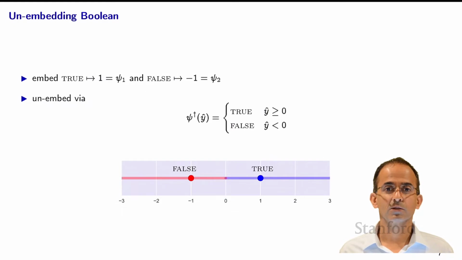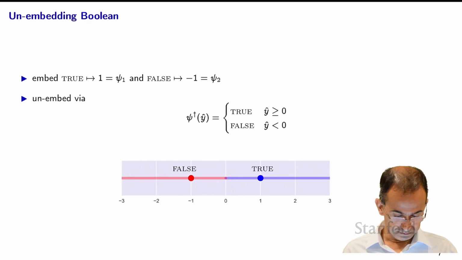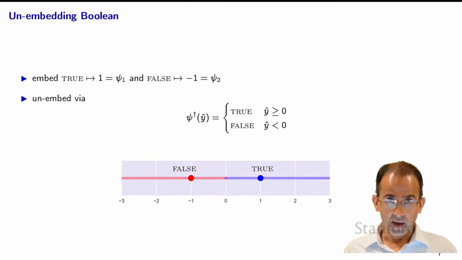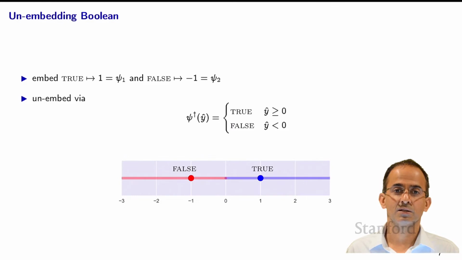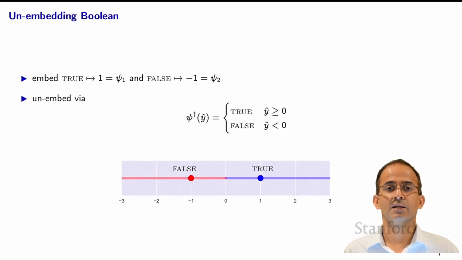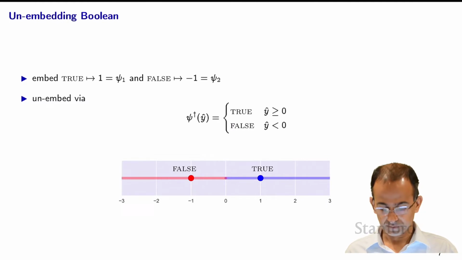So here's the simplest possible example. If we've embedded the booleans true and false to 1 and minus 1, so those are our representatives psi 1 and psi 2, well, then we would unembed by mapping any positive number y hat to true and any negative number y hat to false. Because if we've got two representatives, which we have, minus 1 and 1, well, if y hat is positive, then the closest representative is 1, and if y hat is negative, then the closest representative is minus 1.